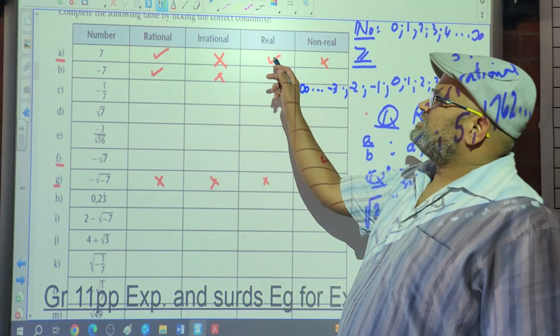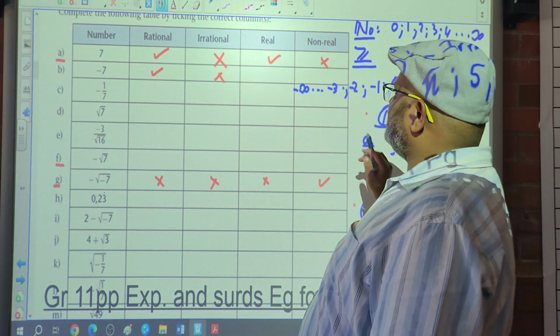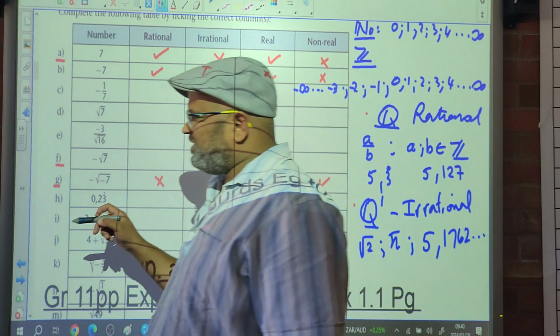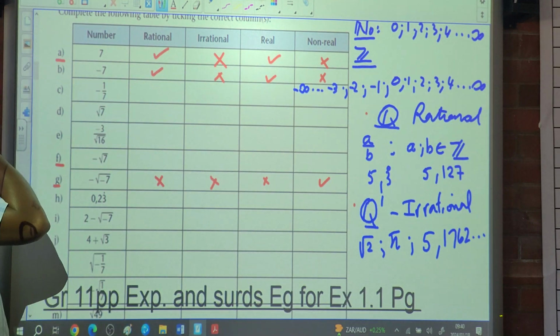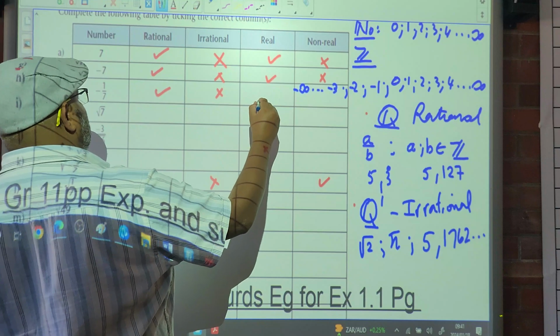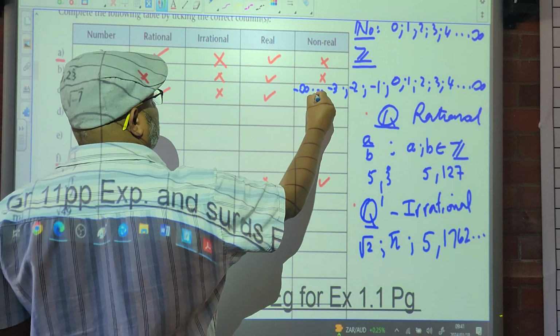Okay, is it real? Is it any one of those? It is real, yes. Is it non-real? No. So let's go a bit faster through it now. -1/7. Is it rational? Irrational? No. Real? Yes. Non-real? No.